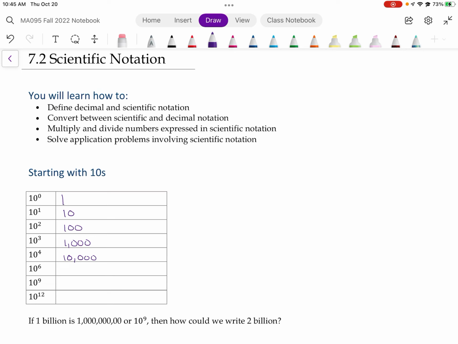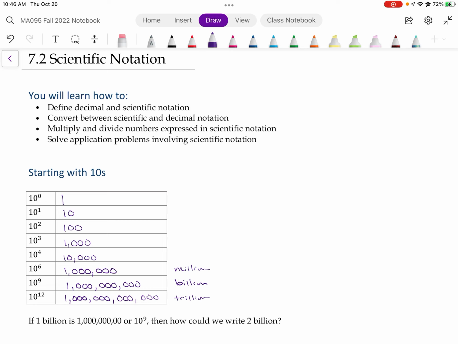10,000. 10 to the 6 is 1 million. 10 to the 9, 1 billion. And 10 to the 12, having to write smaller, is 1 trillion. Okay, so let's name these. This is a million. This is a billion. This is a trillion. It does get a little bit unwieldy though, doesn't it?